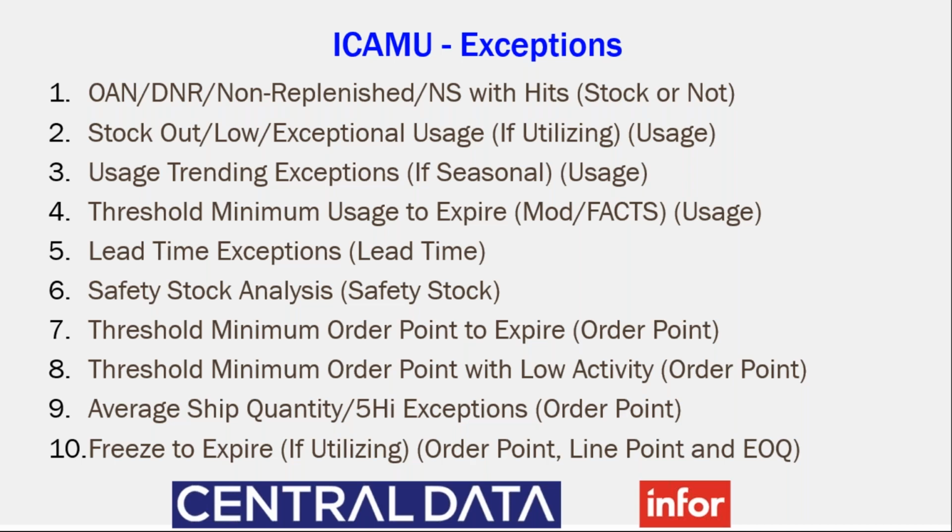So again, we shouldn't have a lot of freezes, but if you are using freezing, it's the same thing as what we talked about in number 7, threshold min order points to expire. If it's getting ready to unfreeze, ask, should I let it unfreeze? Has the system corrected itself for the reason I froze the order point, line point, and EOQ? Let's make sure before we let it unfreeze rather than afterwards and hitting the hurdle again. So those are the 10 exceptions that I talk about. And there is, like I said, one more, the extended lead time.